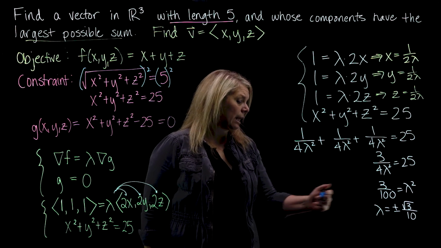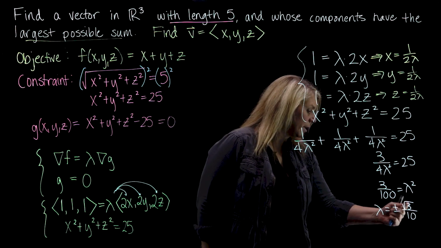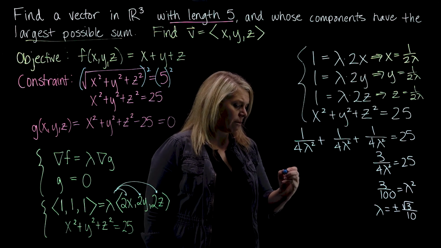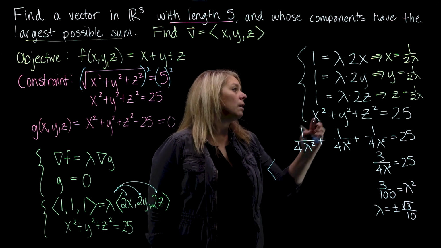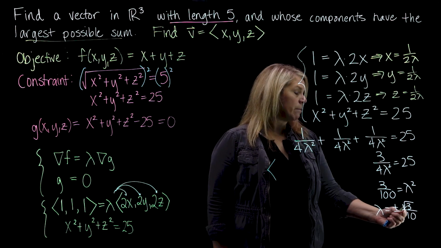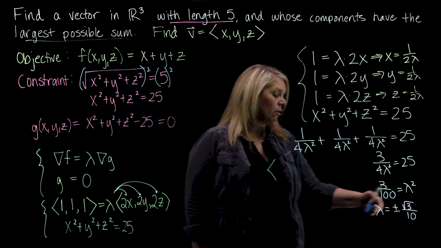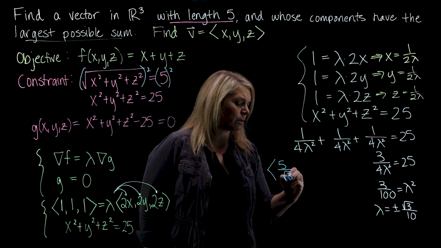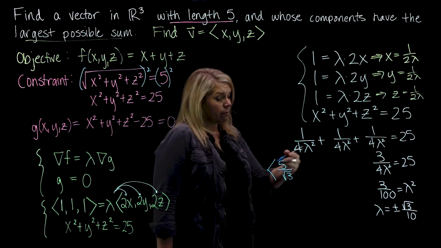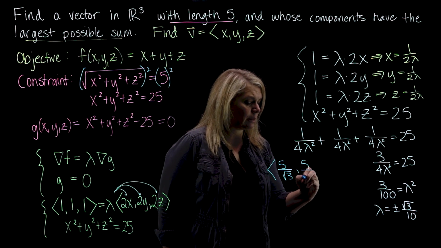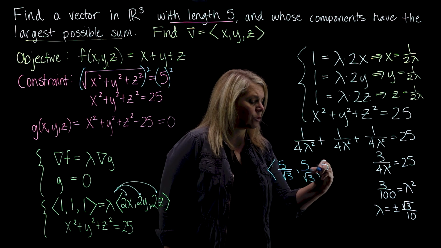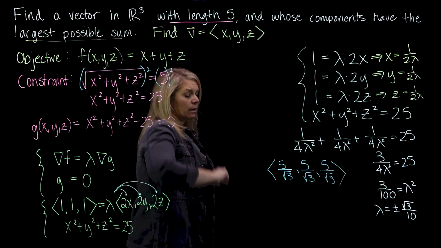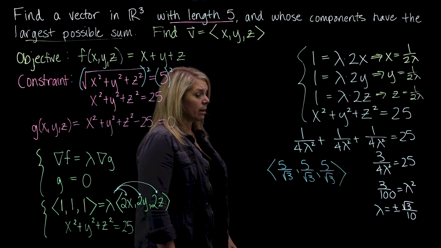All right, so using these values to find our x, y, z values, so that we have our vectors, when lambda is positive square root of 3 over 10, if I simplify this, I will get x equals 1 over 2 times square root of 3 over 10. Or if I simplify that, I'll have x equals positive 5 over square root 3. And then same for y, and same for z. I put these into components of a vector, because remember, that's what we were after in answering this particular question.